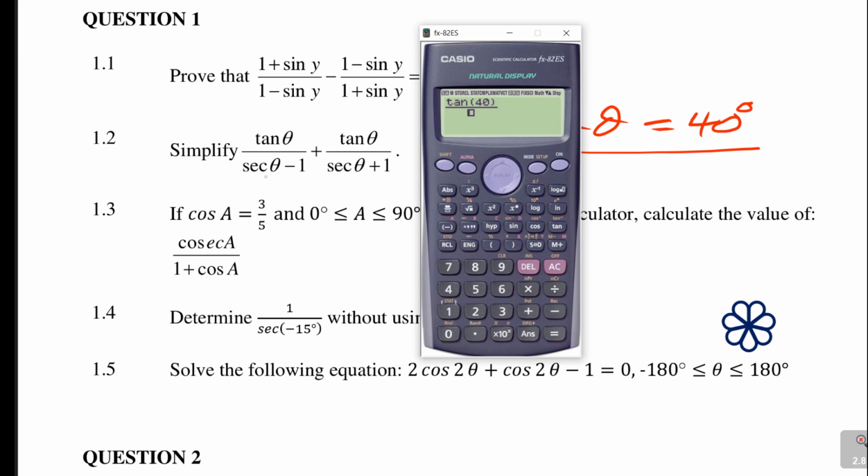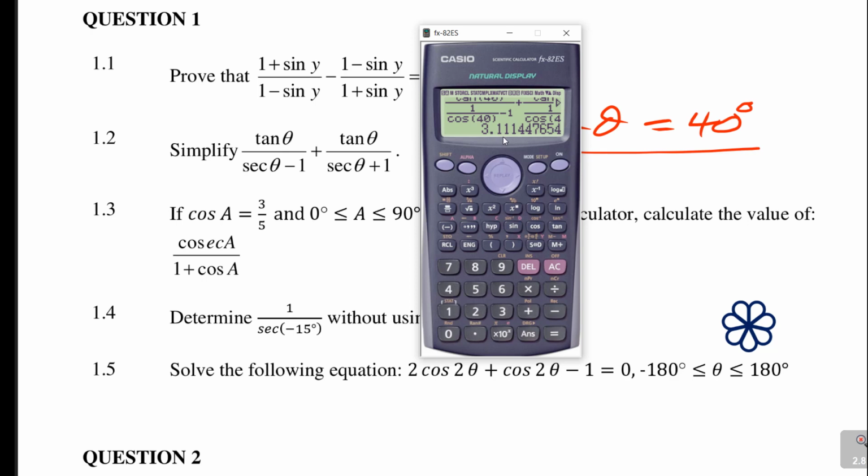all over. Now sec, remember, is 1 over cos. That's what you have to do, 1 over cos 40, right? And then minus 1. Be careful how you enter that part. And then plus again that tan will be the same, tan 40 again, close that, over, now sec theta is 1 over cos 40 again. Now this time it is plus 1. Let's see what answer it gives.